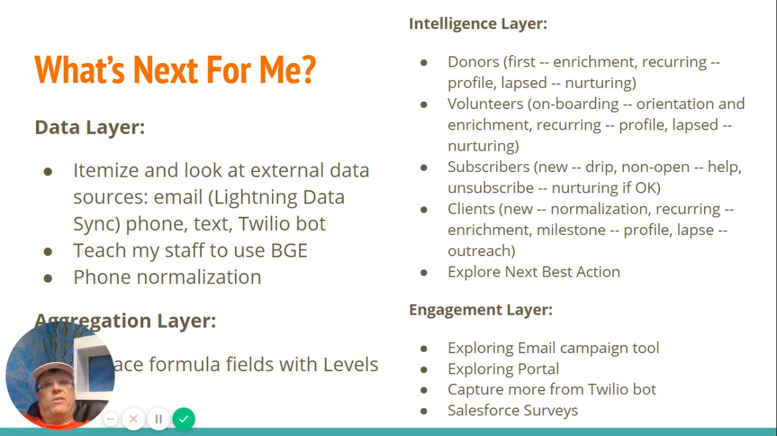Subscribers, we're going to assign some drip campaigns when they're brand new. When they're non-opening, we're going to offer them some help. When they unsubscribe, if it seems legal to us, we're going to do some nurturing steps, meaning if they're unsubscribed but they're a donor, we're going to reach out to them, make sure it wasn't accidental. When someone broadly unsubscribes everything, and they're a volunteer or a donor, we're going to reach out and say, are there particular elements you would like to retain? But we're going to do that in a legal way. And we're going to explore next best action at the intelligence layer.